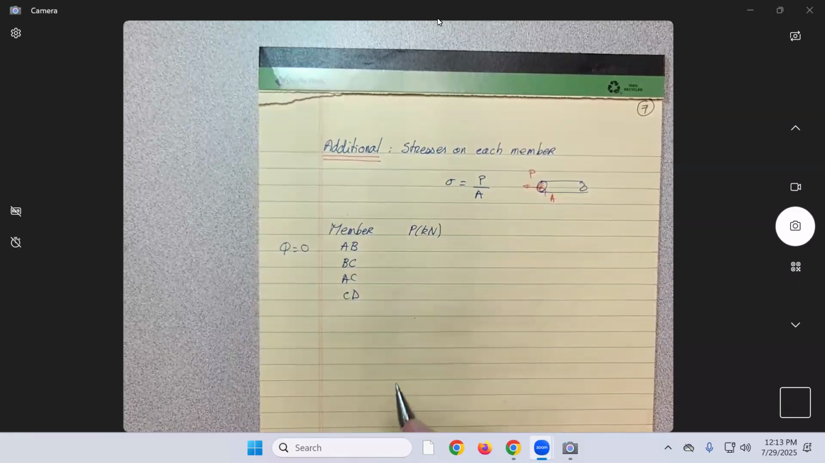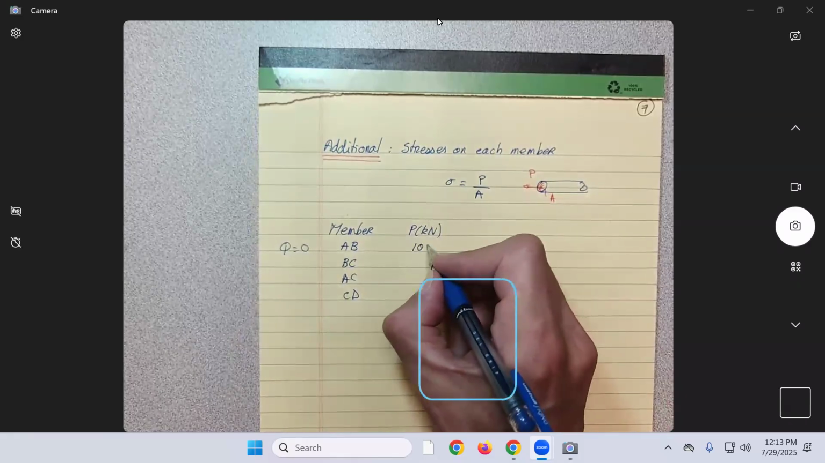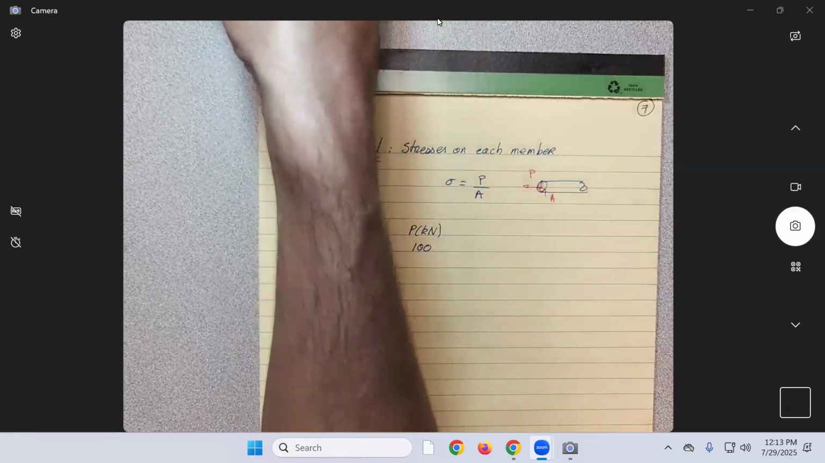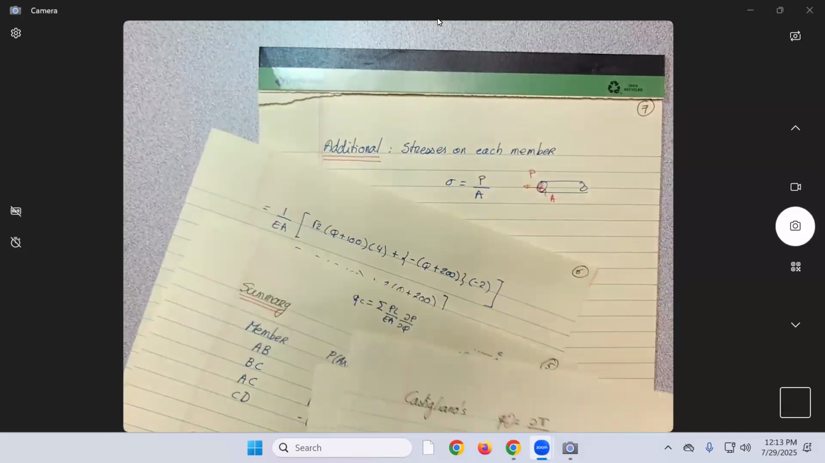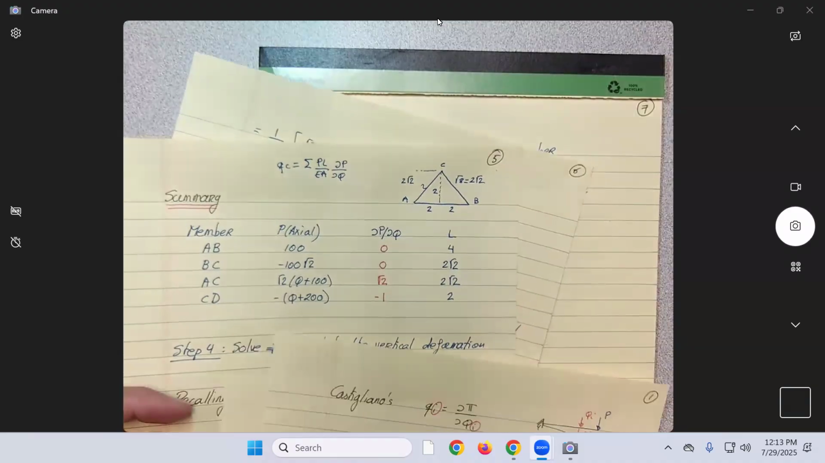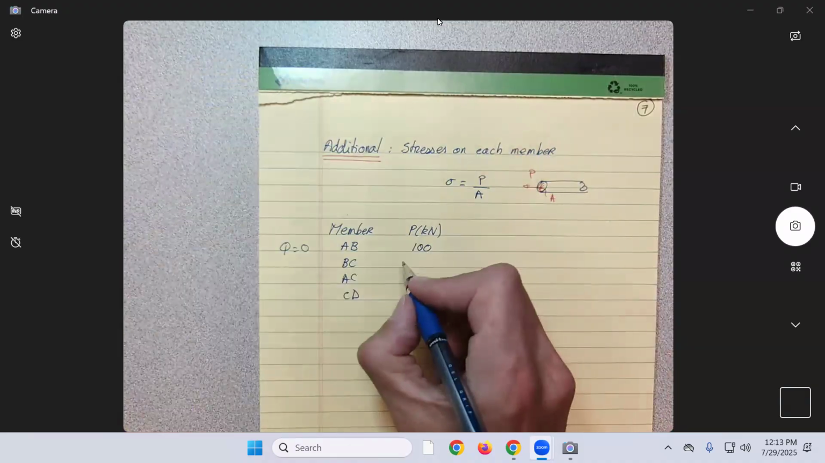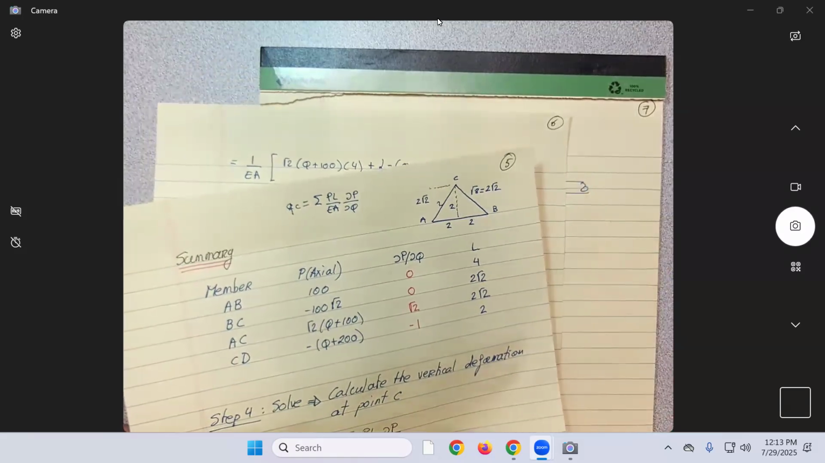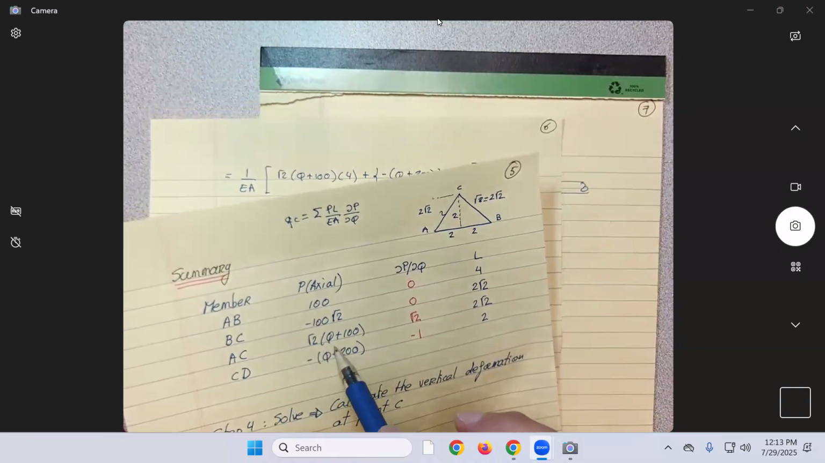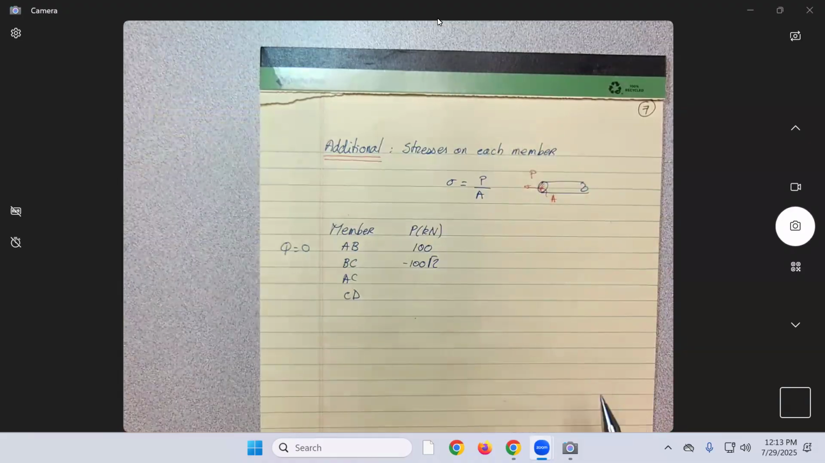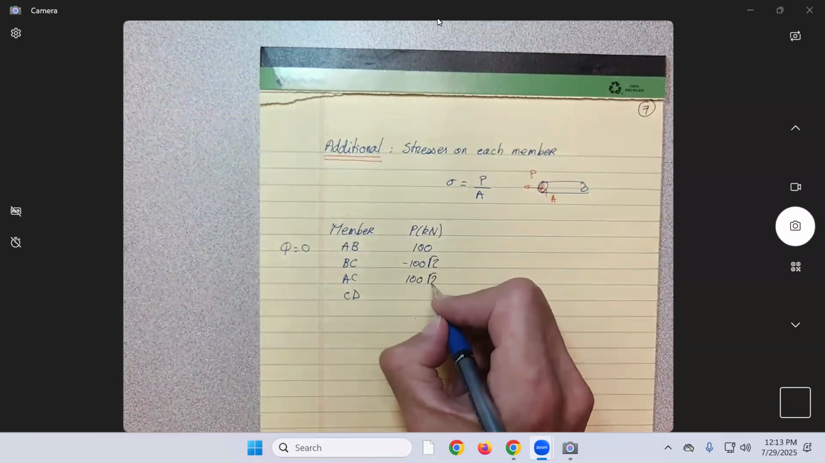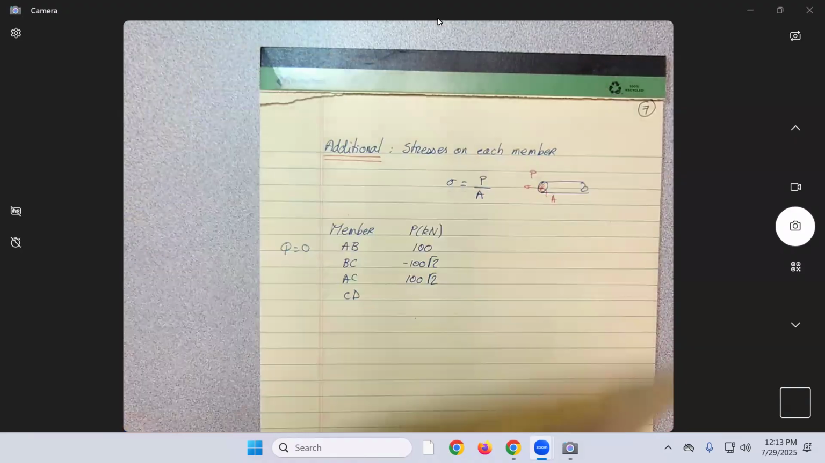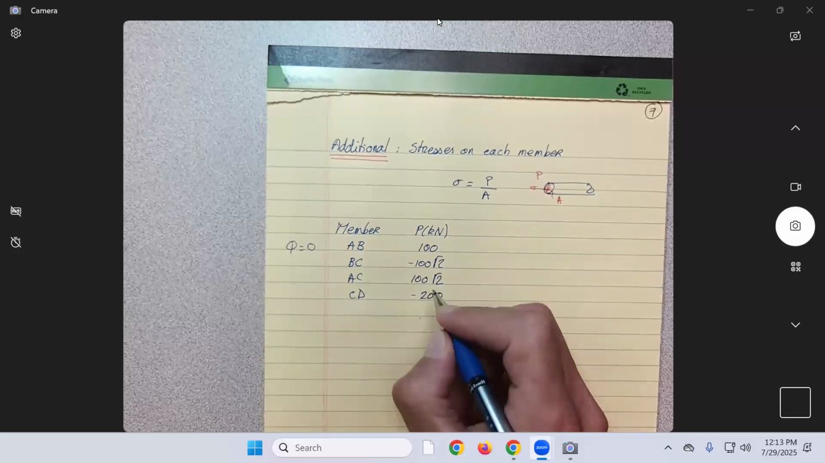Since you mentioned that it was in kilonewtons, if we go back to that table, what was PAB? That was constant, equal to 100. What was PBC? Minus 100 square root of 2. What is PAC with Q equal to 0? It would be square root of 2 times 100, so 100 square root of 2. And CD will be negative 200.